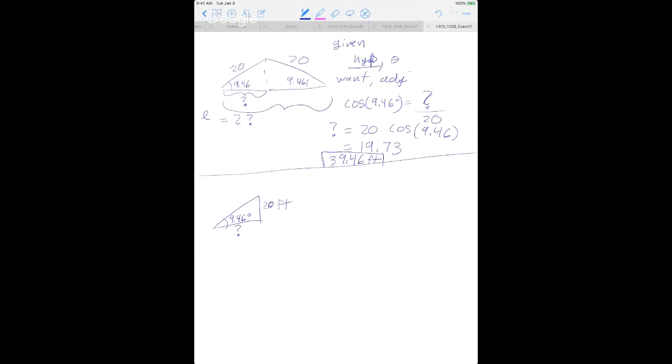Okay, so now we have a tangent. We have a tangent of 9.46 is going to be the same thing as opposite, 20 feet, over adjacent, question mark. So if we multiply both sides by question mark, divide both sides by tangent, I'm going to get that question mark is the same thing as 20 feet divided by the tangent of 9.46. If I do that on my trusty calculator, we get 120 now. Big difference in answers, but it's a big difference in the way we drew the picture, right?